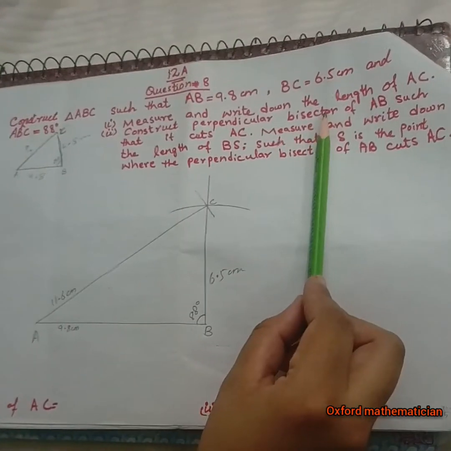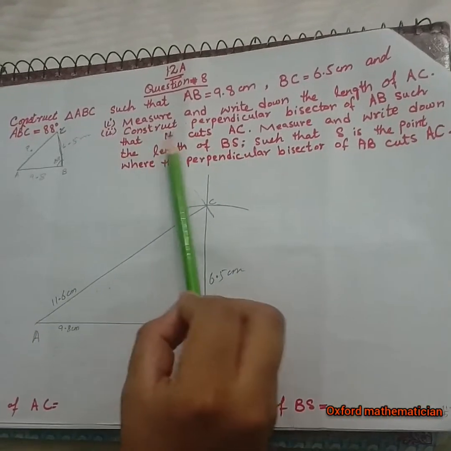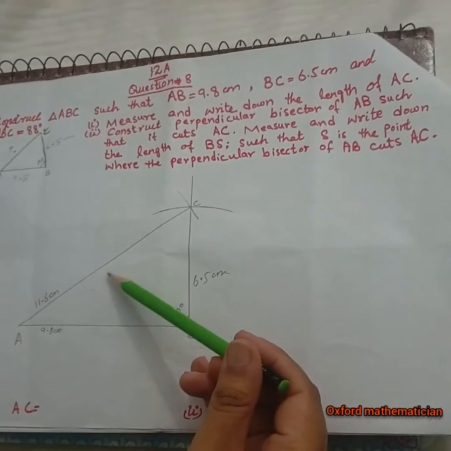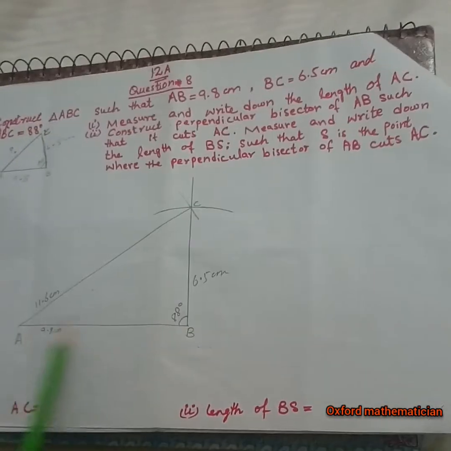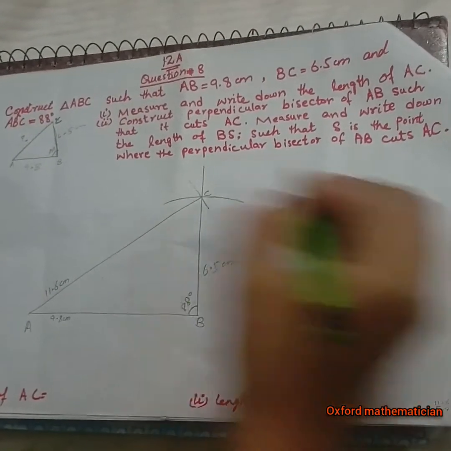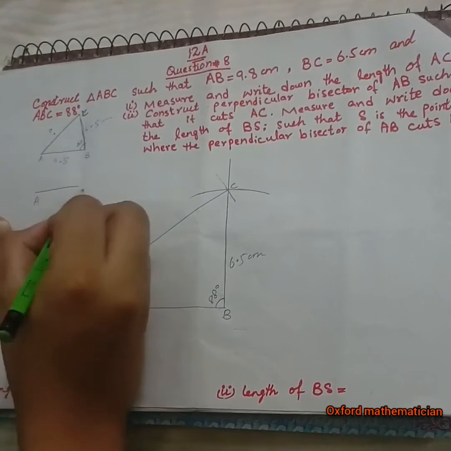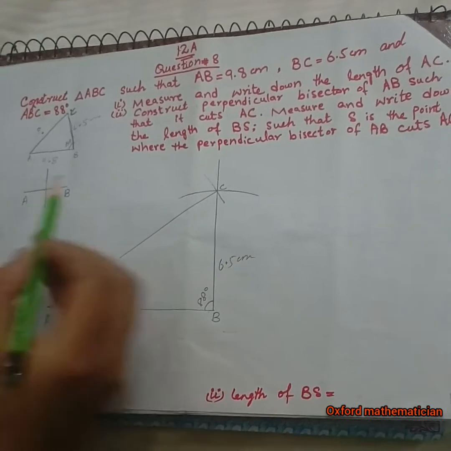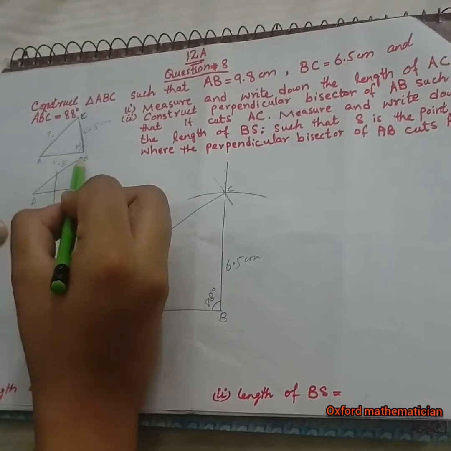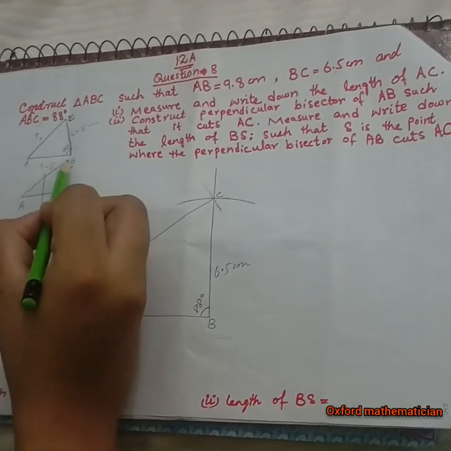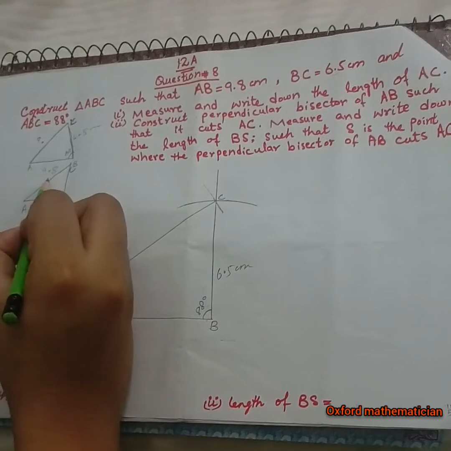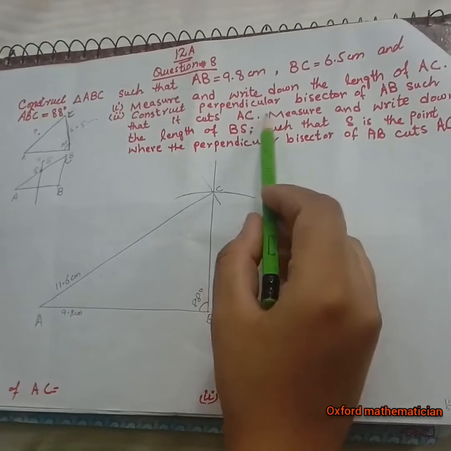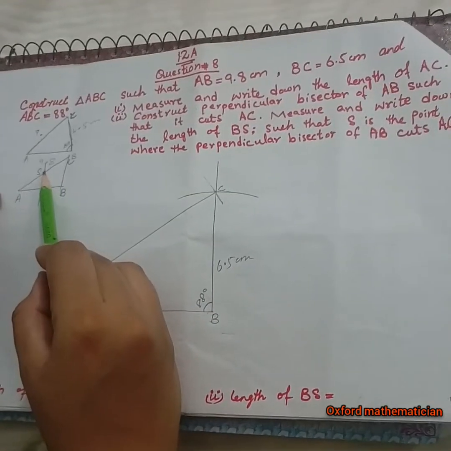Construct the perpendicular bisector of AB such that it cuts AC. Okay, here is AC and a perpendicular bisector of AB. Here is AB, which has the perpendicular bisector. First, if we imaginary draw, here is the AB line and here we draw the perpendicular bisector, and this line AC cuts the perpendicular bisector at the point S. Okay, here is the point S, where the AC line cuts the perpendicular bisector.